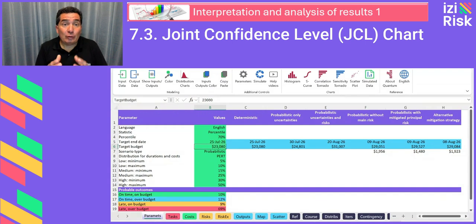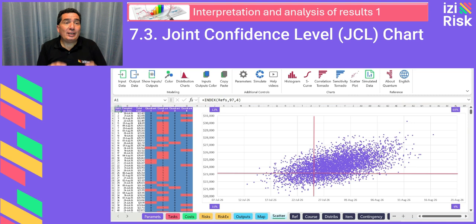In this lesson, you'll learn how to interpret the duration cost scatter plot, also known as the joint confidence level chart. This plot helps you visualize in a single diagram the relationship between two of the most critical variables in any project: the project's completion date and its total cost.